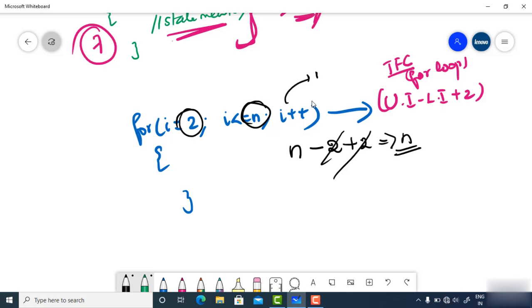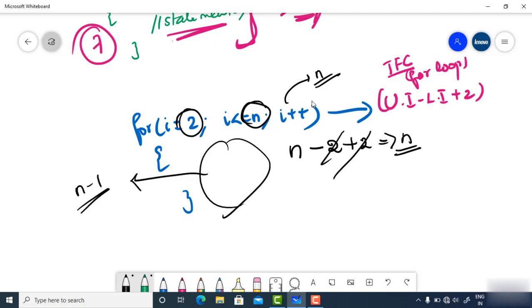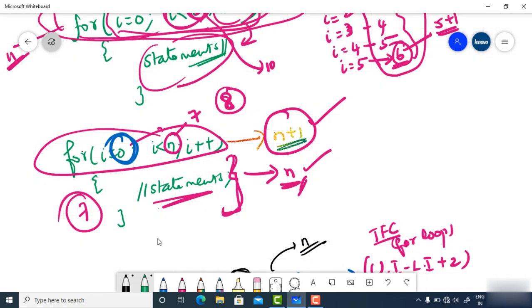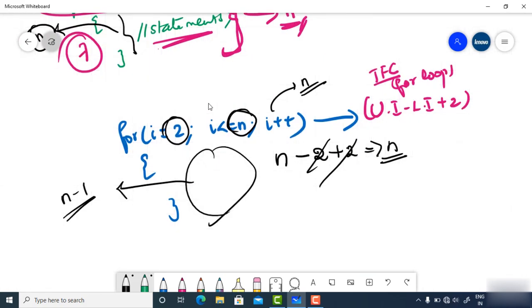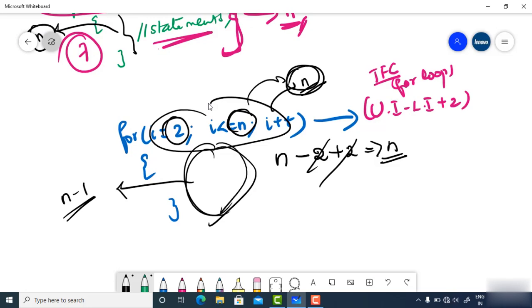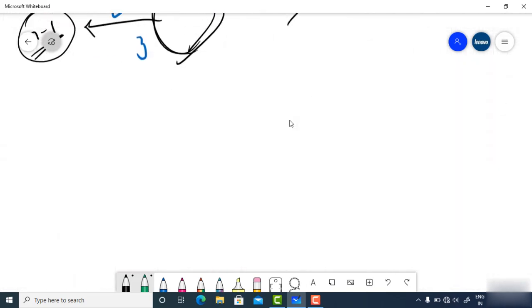So this for loop will execute n times. And all the statements inside the for loop will go for n minus 1 times. Why? Because here I told you this for loop will go for n plus 1, which means all the statements inside the for loop will go for n times, right? And here this for loop is going only for n times. So all the statements inside the for loop will be executing for n minus 1 times, right? Please try to understand this relation, right?